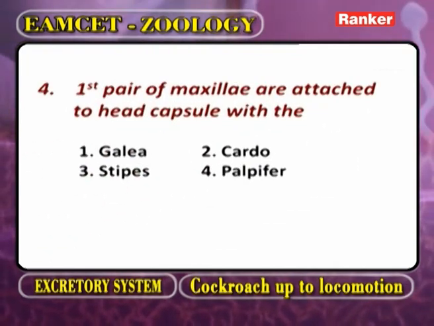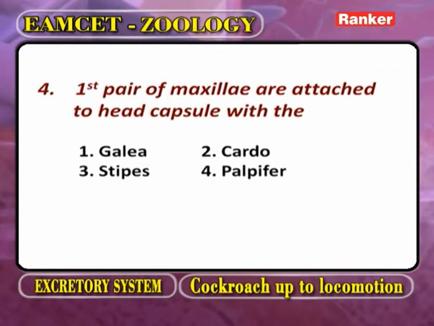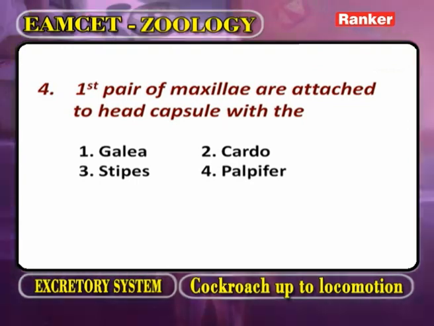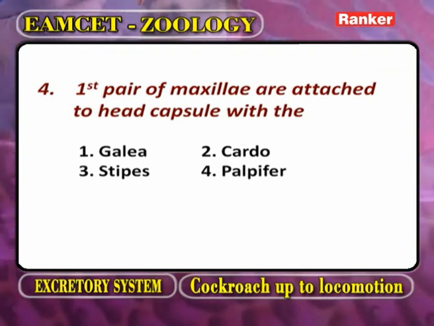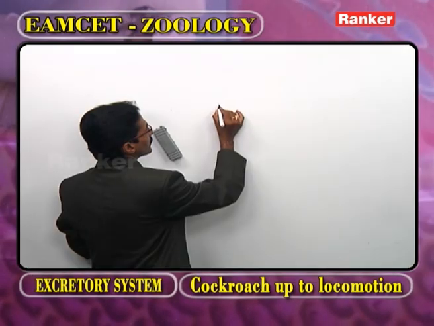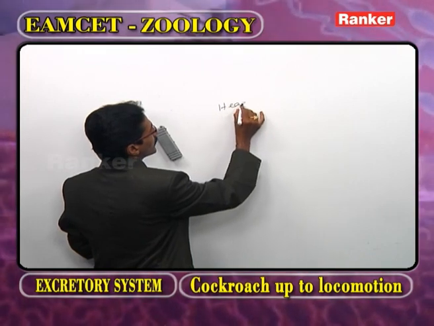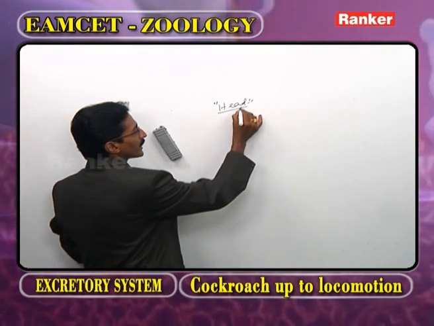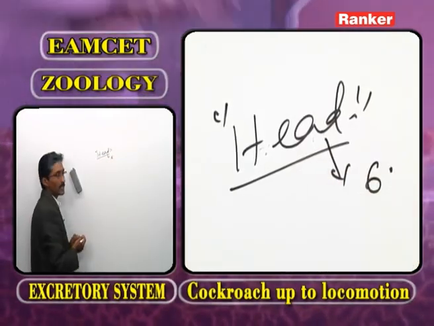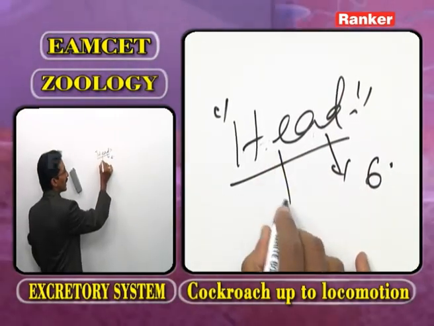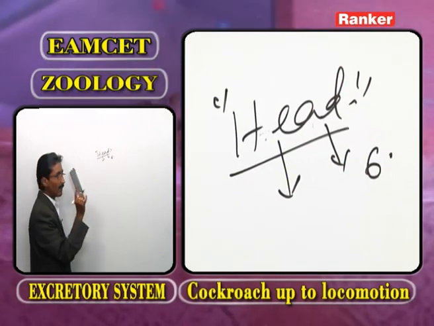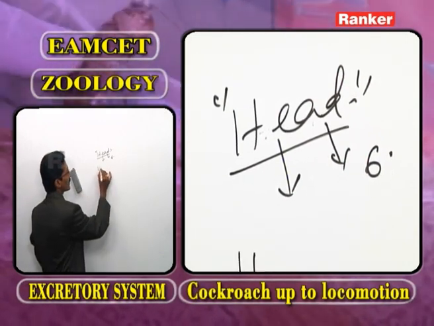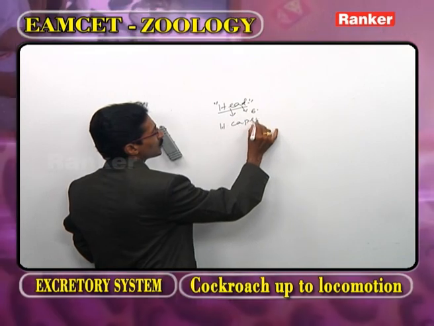First pair of maxillae are attached to the head capsule with the. Now, as we observe the head capsule, in the body of cockroach, the first tegma we call the head. At all stages, it is made by 6 segments. The head is covered by a covering or layer that is called the head capsule.